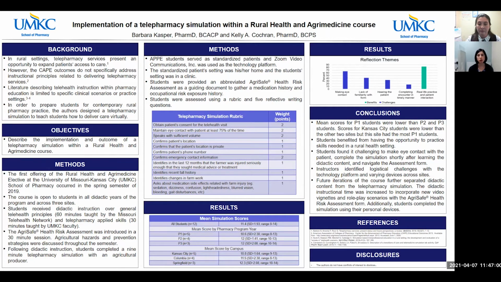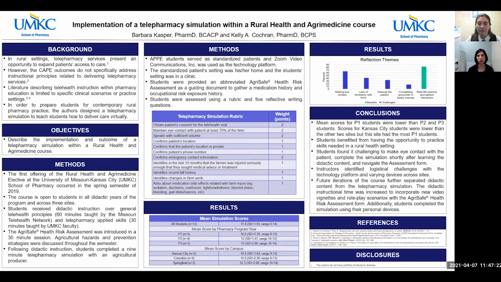differences. Our first year pharmacy students were the most common program year enrolled in the course, and their scores were a little bit lower than their peers in their second and third years. The P1 students' average score was 10.6, whereas the students in the P2 and the P3 year averaged a score of 12 out of 15.